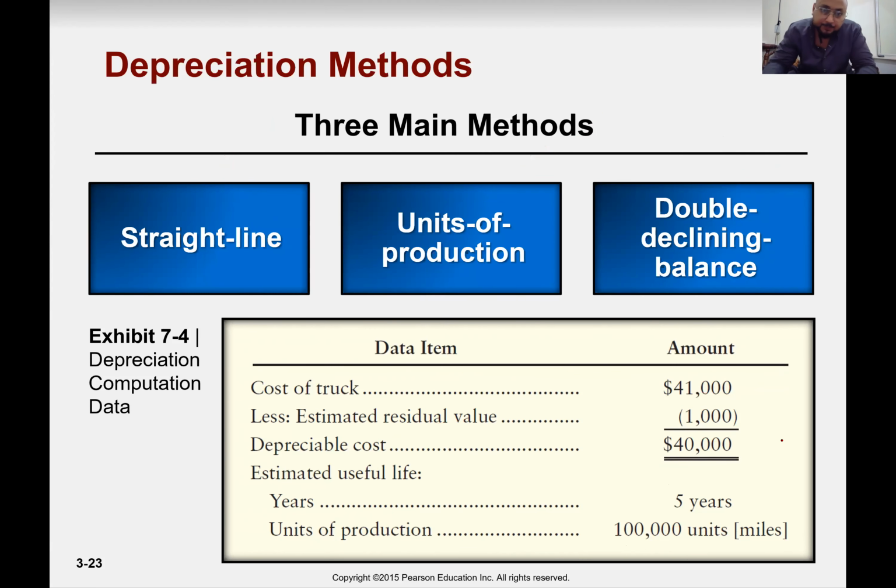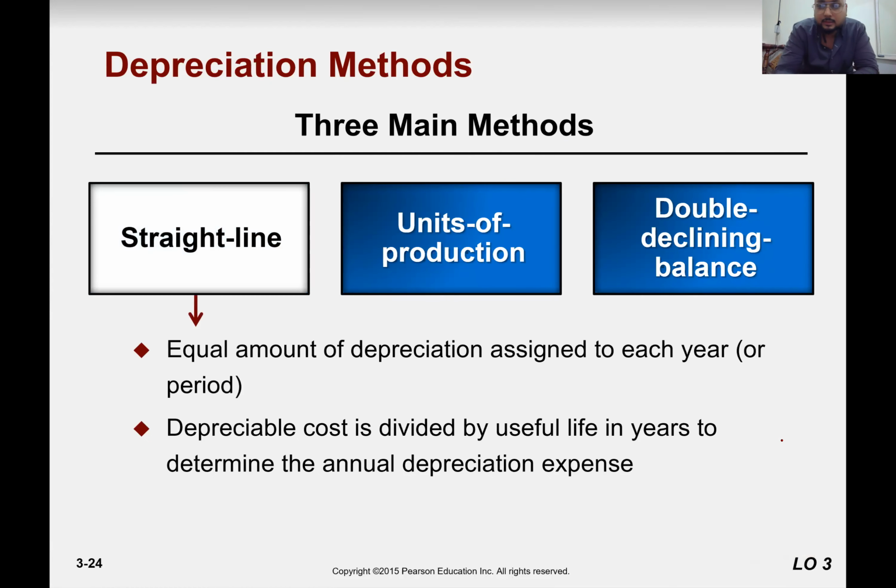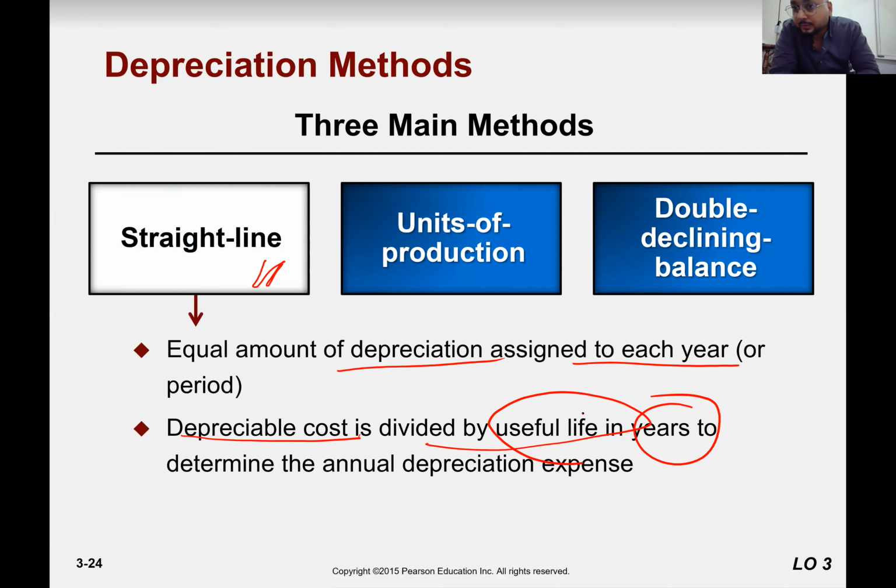Here we go. The straight line method: an equal amount of depreciation is assigned each year. So the depreciable cost is divided by the number of years of its life. Remember, in straight line, the life is measured in terms of years, and it gives you annual depreciation, not monthly. If you want to calculate monthly, then divide it by 12. 2 months, 2 by 12. 6 months, 6 by 12. You multiply that.